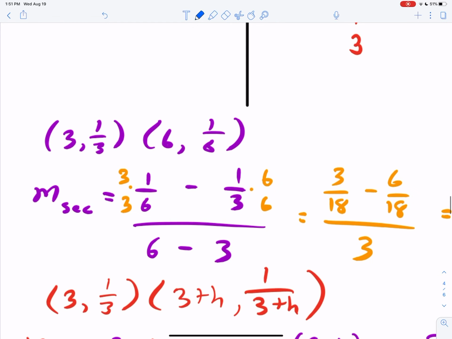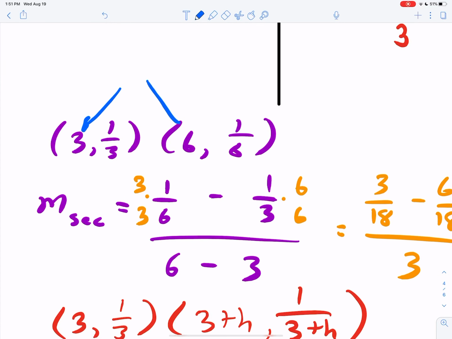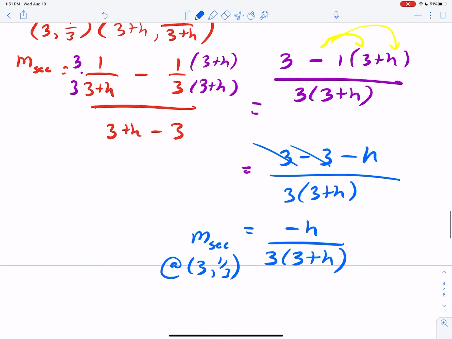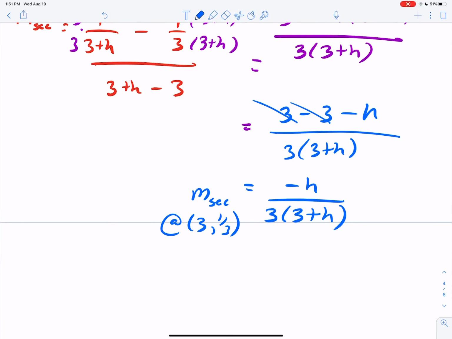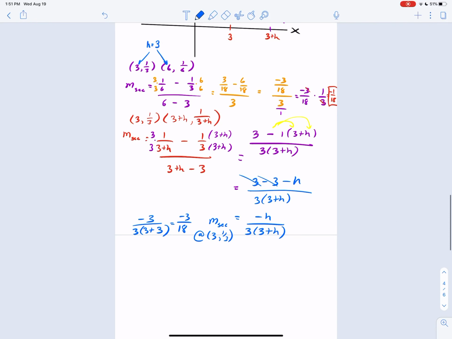If I take a look at this anchor, what is the horizontal distance from 3 and 6? H there would be 3. So let me plug this in here. Well, if h is 3, I'm going to have negative 3 all over 3 times 3 plus 3. That'll give me negative 3 over 3 times 6, which is 18. What am I missing? Uh-oh, I think I made a mistake.